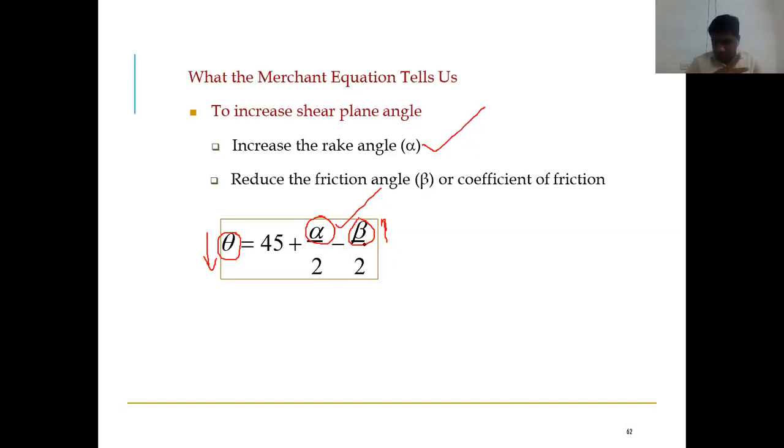If you take that equation and this equation into consideration, there are three factors affecting the shear angle: back rake angle, friction angle, and the third parameter is cutting ratio. Cutting ratio is related to your depth of cut. If depth of cut is more, obviously you need more power. These are the three factors controlling the theta value, the shear angle. So indirectly they control the power requirement for any manufacturing or machining process.